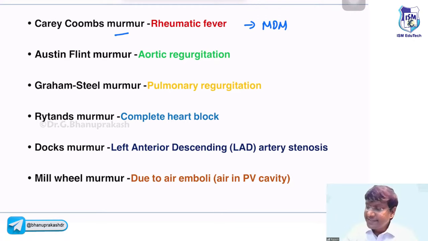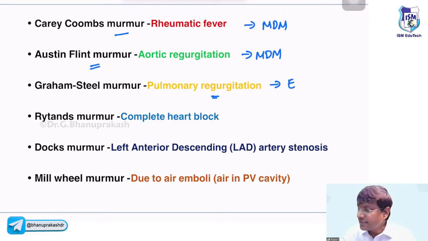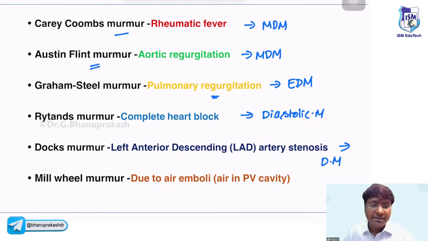Then coming to the Austin Flint murmur, you see that in case of severe aortic regurgitation, and this is also a mid-diastolic murmur. Next is Graham Steell's murmur. That is observed in pulmonary regurgitation, and this is an early diastolic murmur. And next is Rytand's murmur, which is observed in complete heart block, and this is a diastolic murmur, right? Then Dock's murmur, which is observed in left anterior descending artery stenosis, this is also a diastolic murmur. And next is the Mill wheel murmur, which is seen in case of air emboli, okay? So this is about your cardiac murmurs.